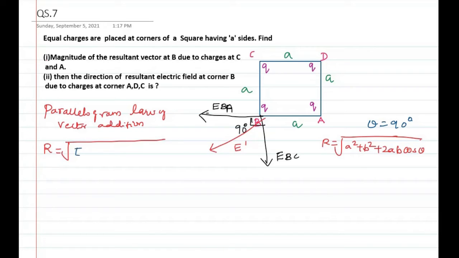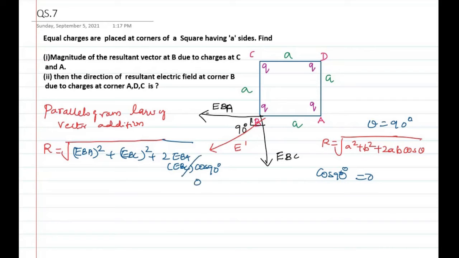So E_BA the whole square plus E_BC the whole square plus 2 into E_BA into E_BC into cos 90. Cos 90 degree is equal to 0, so this term becomes 0. So you'll get only these two terms: root of E_BA square plus E_BC square.